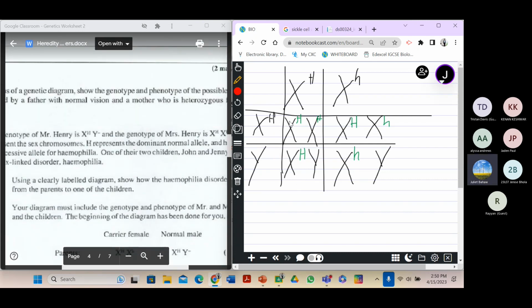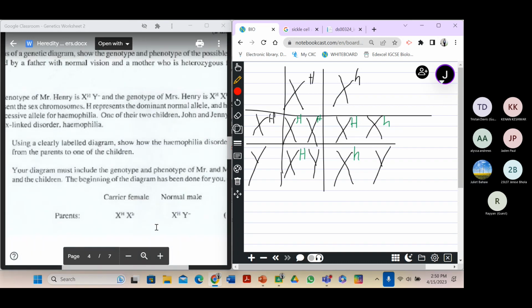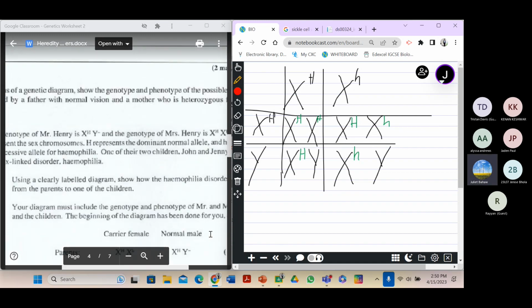So this is the working. So here we are seeing you have a normal female here. You have a carrier female. You have a normal male and you have a hemophiliac male. Same thing like the example on the slide. The same working. Everyone seeing that?